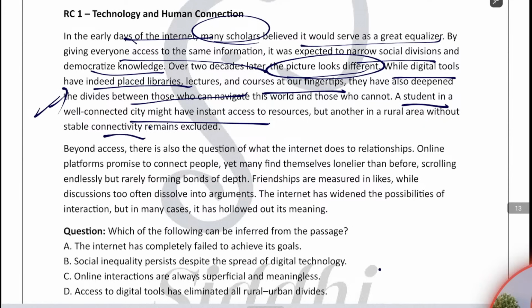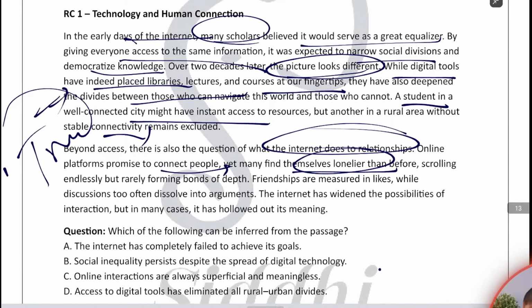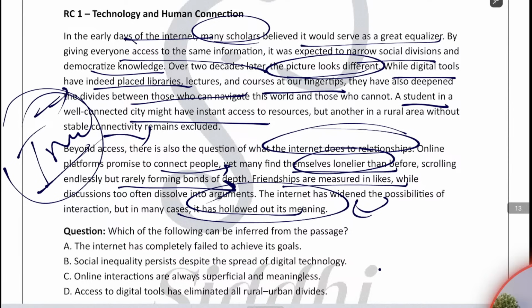Okay, beyond access, there is a question of what it is doing to relationships. It connects people, but more or less, yes, people find themselves lonelier. This is really true. I don't know how many of you agree with me, but this RC is absolutely true. Scrolling endlessly, but you're not forming any bonds of depth. Friendships are measured in likes, etc. The internet has widened the possibilities of interactions, but it has hollowed out the meaning of interactions.